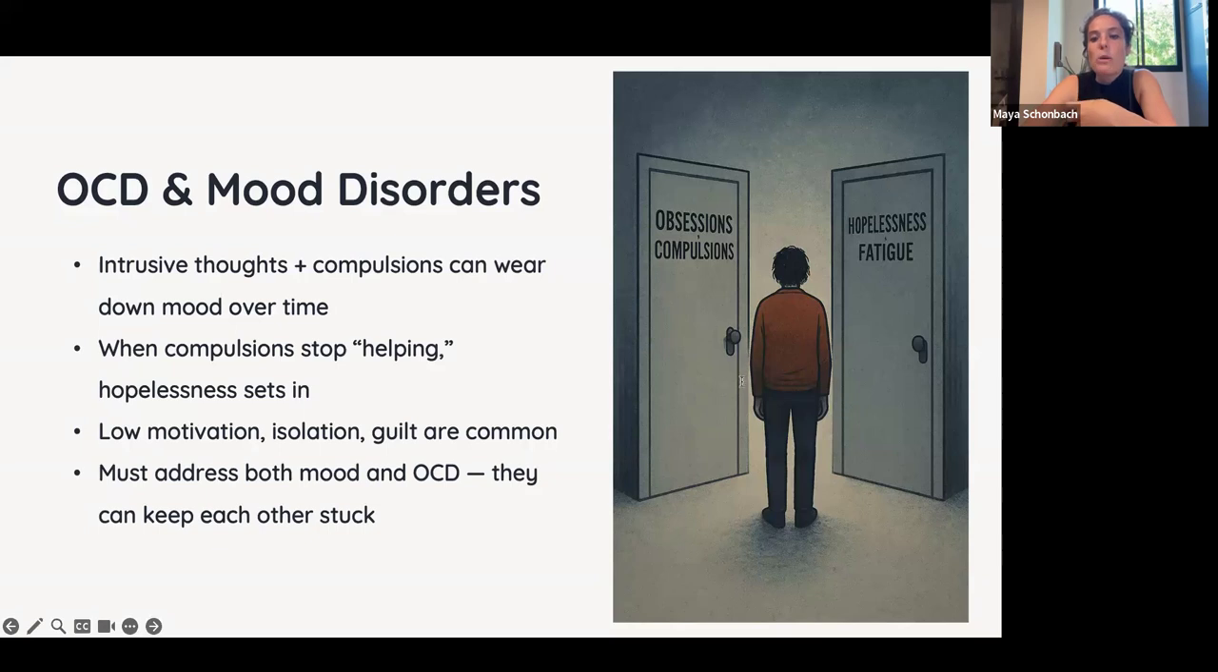And really, that's why it's so important to treat both of them, both the mood and the OCD, because left untreated, they can reinforce each other and make it harder to move forward in treatment.